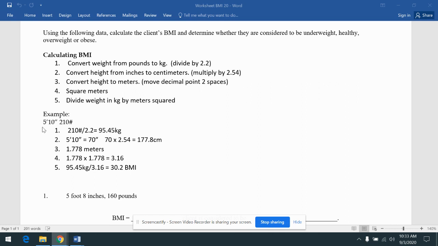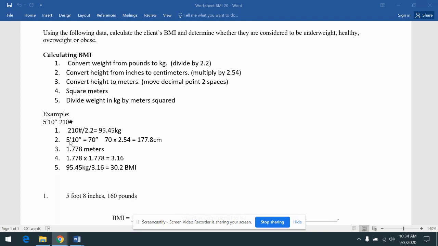So I'm going to go back to the example. If someone is 210 pounds, we divide that by 2.2 and we get 95.45 kilograms. Okay, that's our first step up here. Second step is we take their height, which this individual is 5 foot 10 inches.